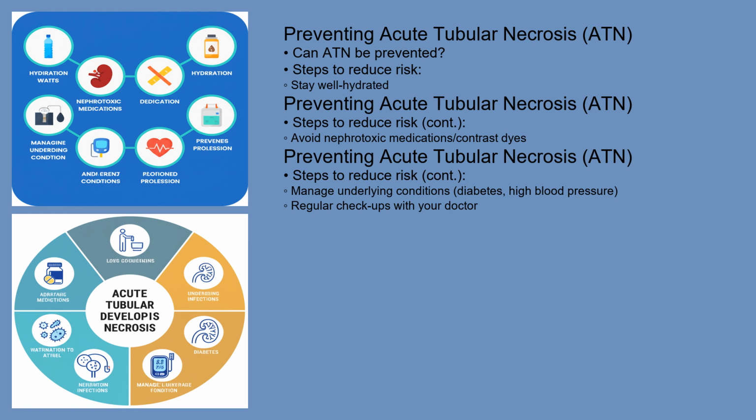Can ATN be prevented? While not all cases of ATN are preventable, there are steps you can take to reduce your risk. Staying well hydrated is crucial, especially in situations where you may be at risk of dehydration. Avoiding unnecessary exposure to nephrotoxic medications and contrast dyes is also important. If you have underlying medical conditions like diabetes or high blood pressure, managing them effectively can help protect your kidneys. Regular check-ups with your doctor can help identify and address any potential risk factors for kidney disease.